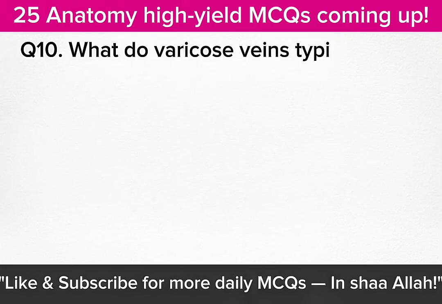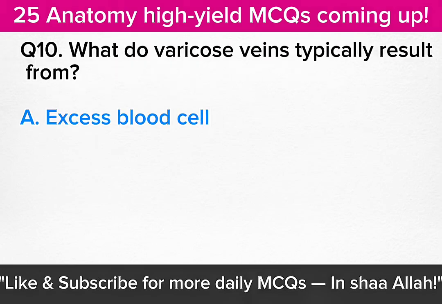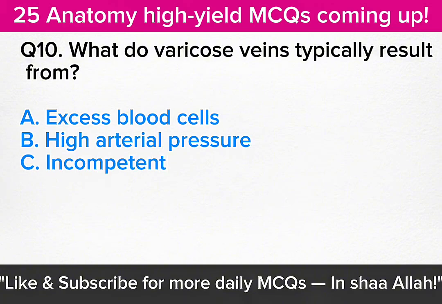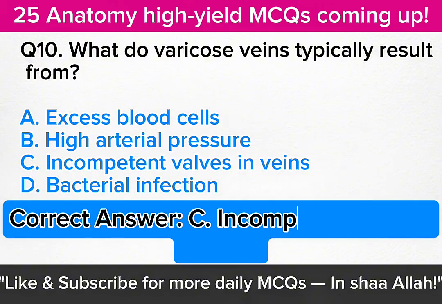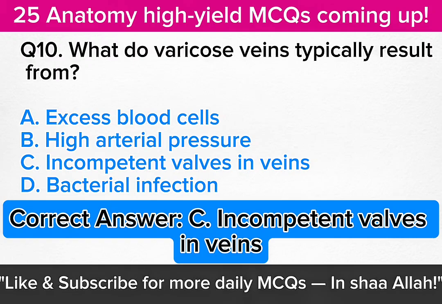Q10. What do varicose veins typically result from? A. Excess blood cells. B. High arterial pressure. C. Incompetent valves and veins. D. Bacterial infection. Correct answer: C. Incompetent valves and veins.